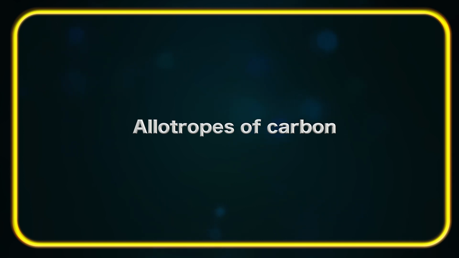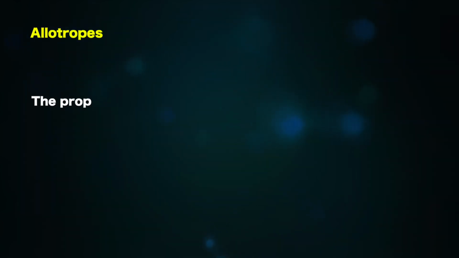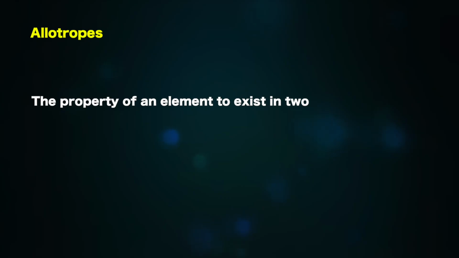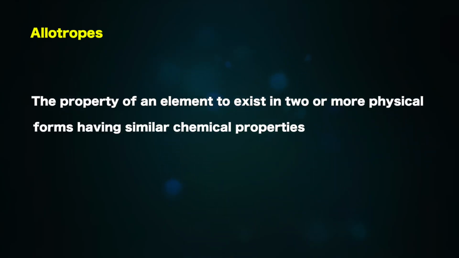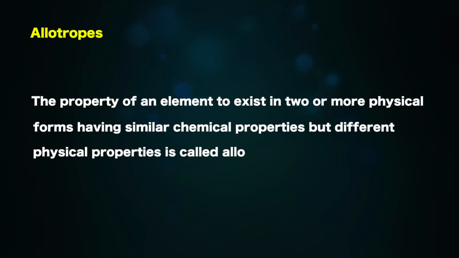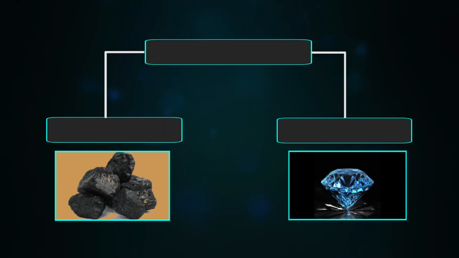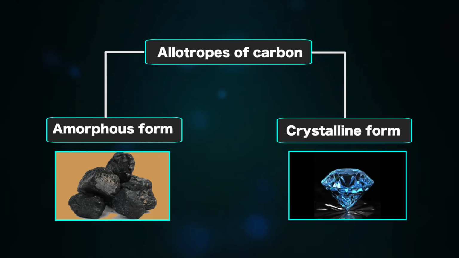Allotropes of carbon. Allotropy. The property of an element to exist in two or more physical forms having similar chemical properties but different physical properties is called allotropy. Carbon forms two types of allotropes. 1. Amorphous form.